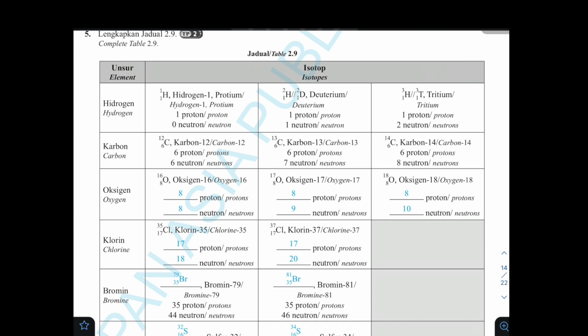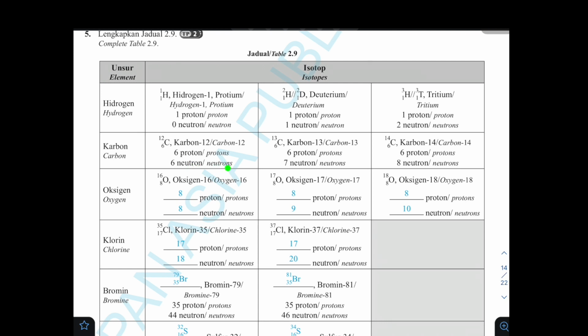Okay, example. Carbon juga dia wujud dalam bentuk carbon 12, carbon 13, carbon 14 ya. Nampak tak? Semua ini carbon ni, carbon 12, carbon 13, carbon 14 ni semuanya proton number ni sama, which is 6. Tetapi berbeza apa? Number of neutron. Ini carbon 12, it has 6 neutron. Carbon 13, it has 7 neutron. And then carbon 14, it has 8 neutron. Okay? Baik.